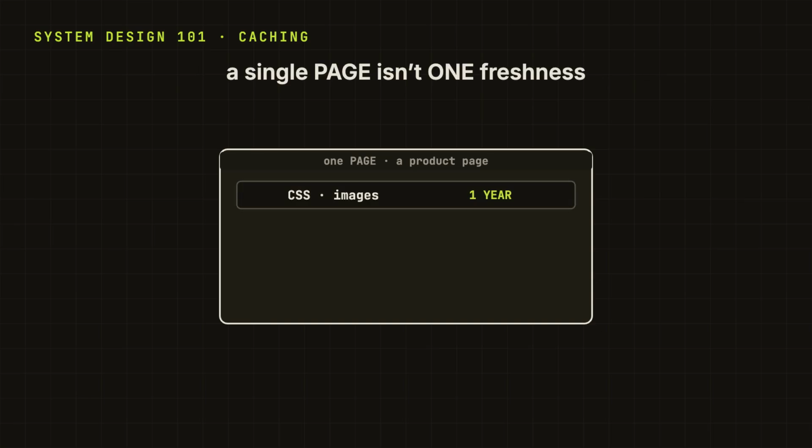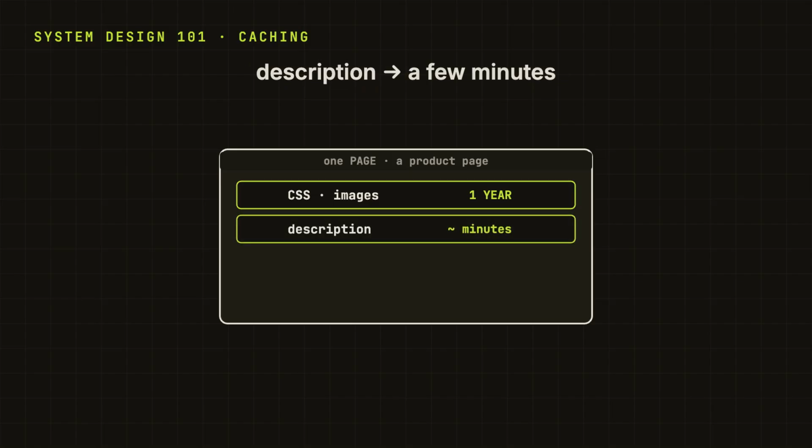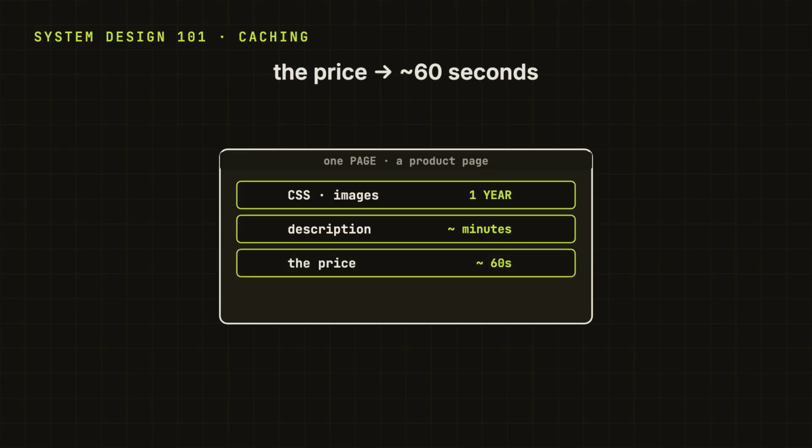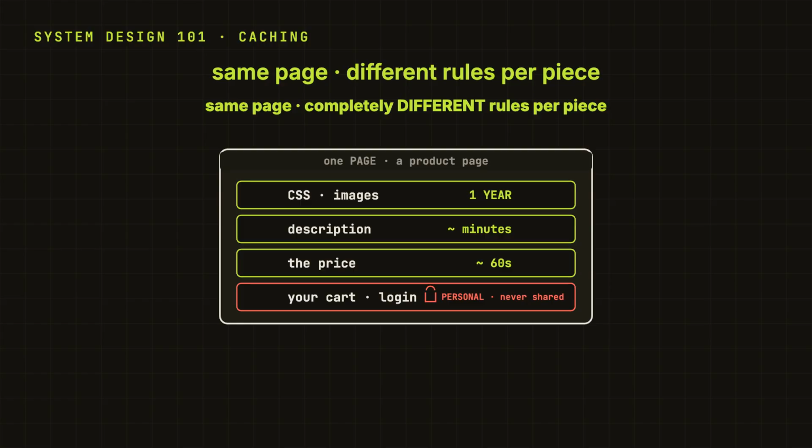And the nice thing to realize is that a single page is not one freshness. Your CSS and images can cache for a year. The description, a few minutes. The price, maybe 60 seconds. And your cart, your logged in stuff, that is personal. So it never goes in a shared cache at all. Same page, completely different rules per piece.